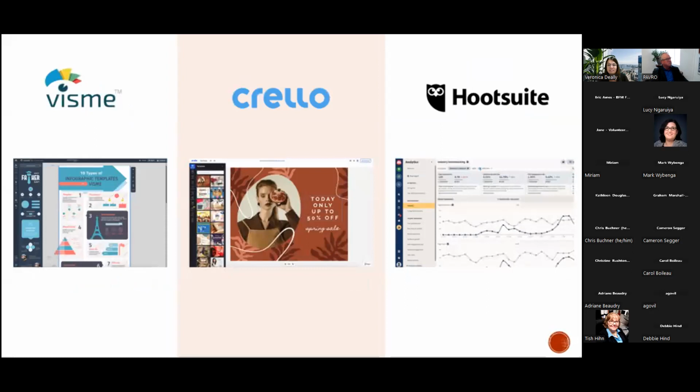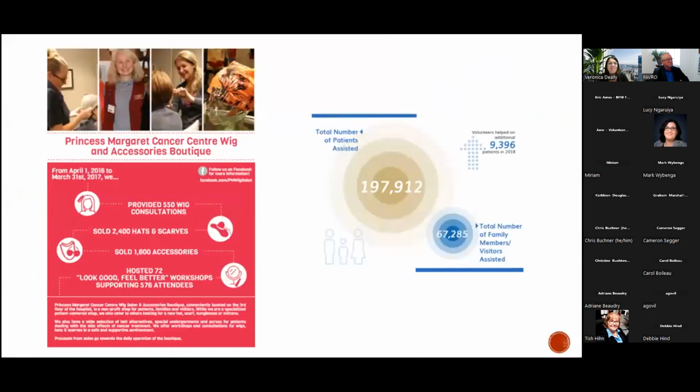So here you can see that there are a few more examples: FISME, Crello, Hootsuite. Hootsuite is more for your social media, but it does give you those graphs that you can kind of cut out and use if you would like to. And then once you've decided on the website you're going to use, you're going to have to go back and decide on what information that you've collected that you want to share. So try to make it as visually stimulating for your audience as possible.